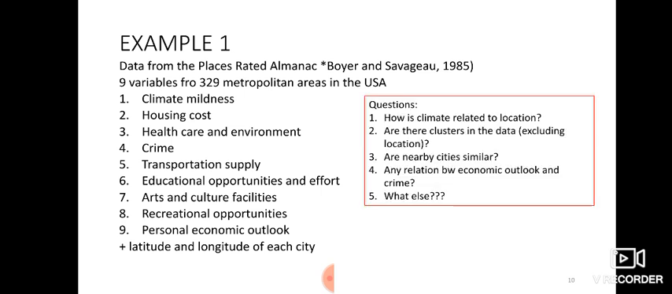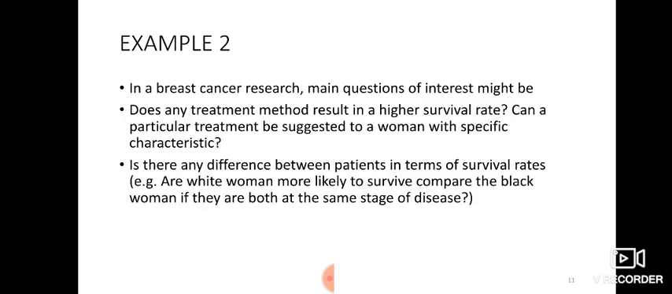From this example, we can see what questions we are going to ask initially. How is the climate related to the location? Are there clusters in the data? Are there cities nearby which are similar to a given city? And is there any relation between the economic outlook and crime? Like that, we can have some questions.